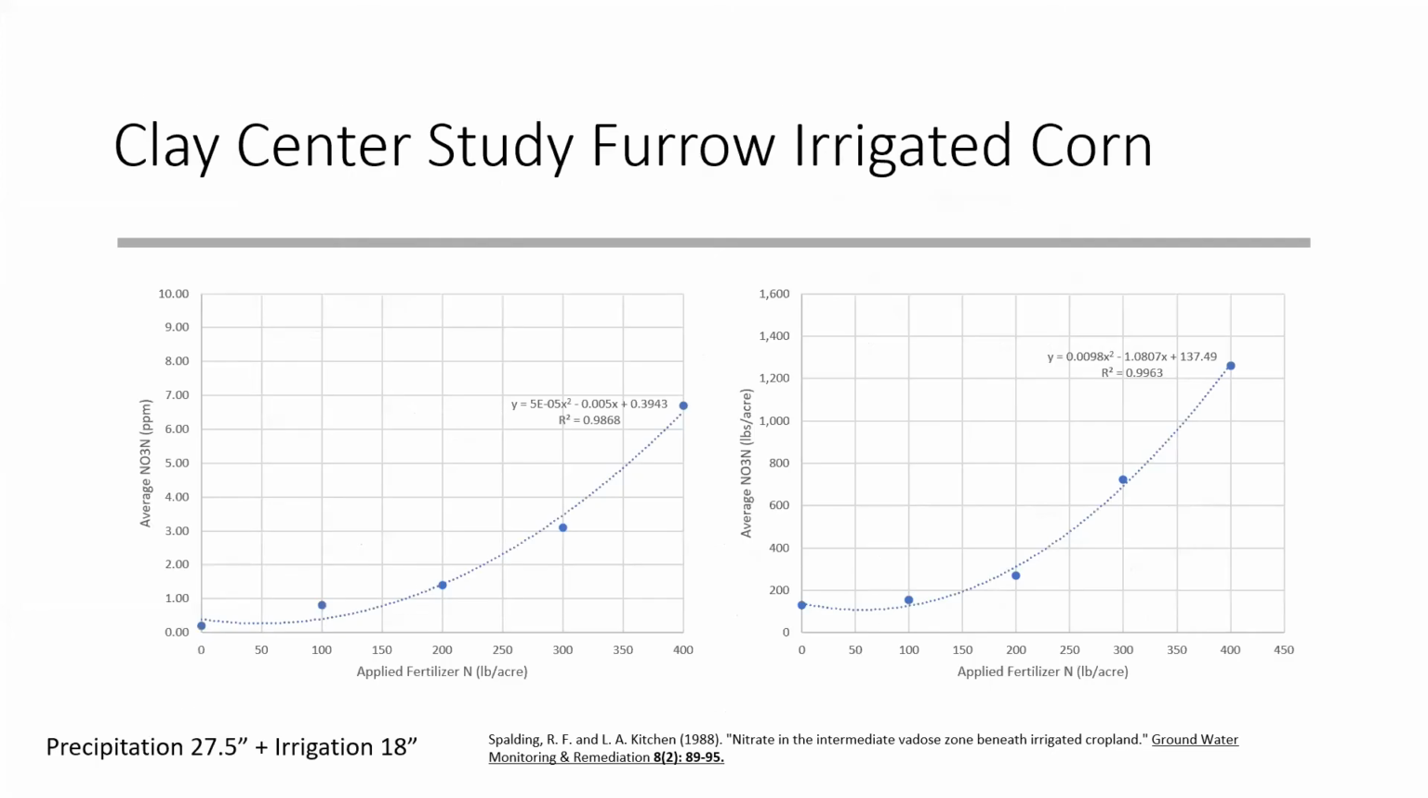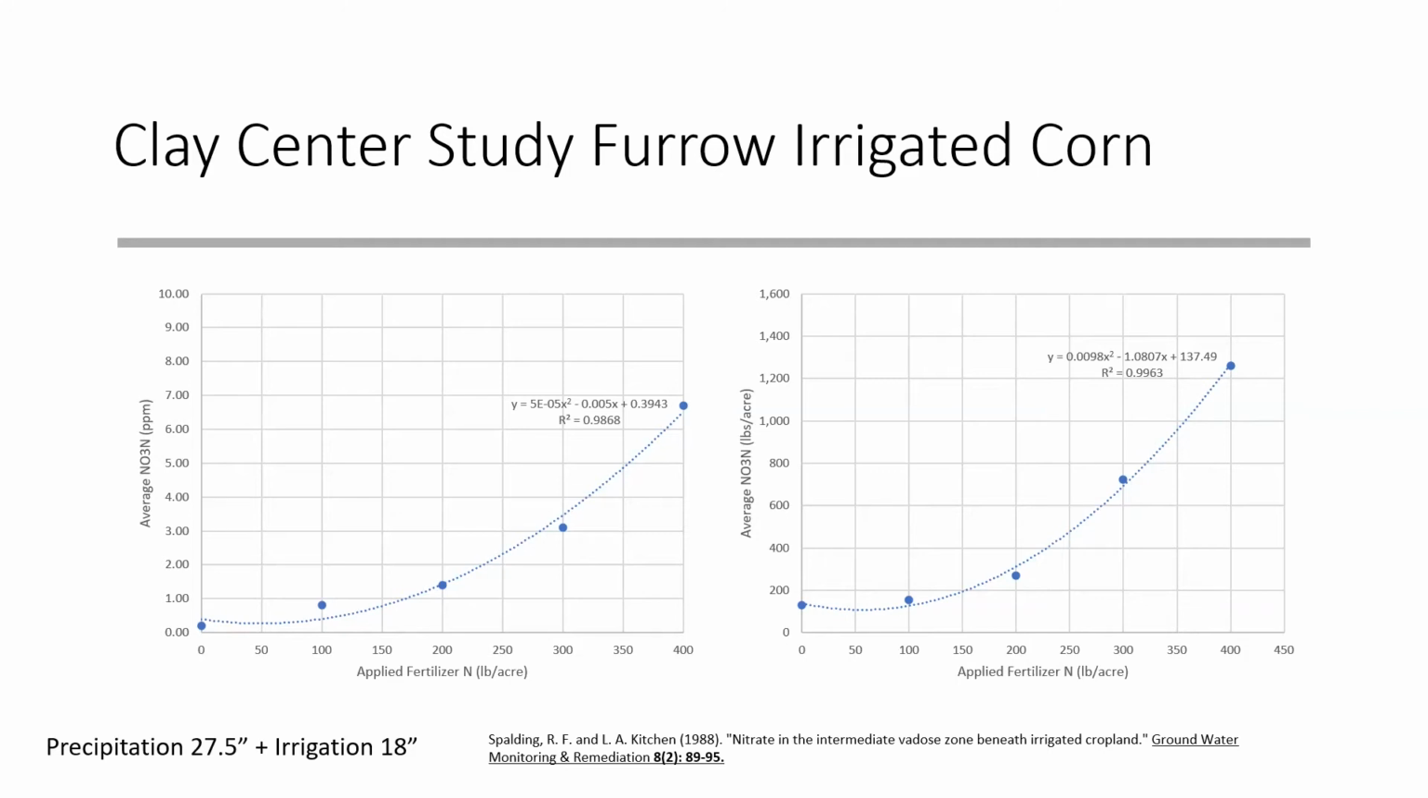And this shows a graph of that same data. Under the control site, we had close to 100 pounds of N per acre. As we went up in terms of fertilizer application from 100 to 200 to 300 to 400 pounds of N per acre, we see an almost exponential increase in the amount of nitrate-nitrogen that was stored in the vadose zone.